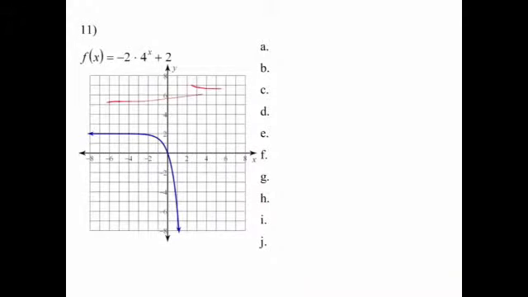On 11, how far left and right does it go? Well, it goes left and right forever, so this one's going to be all real numbers. On B, that's the range. How far down does it go? Well, it goes down forever. So it goes from negative infinity.